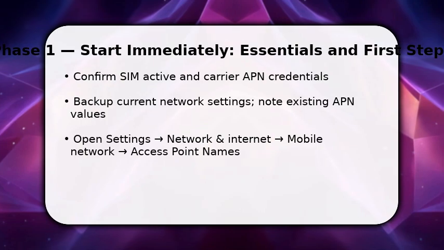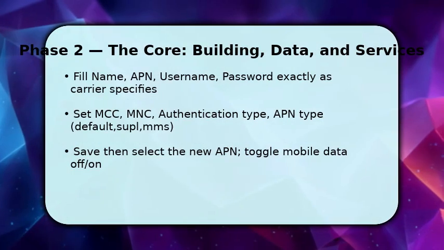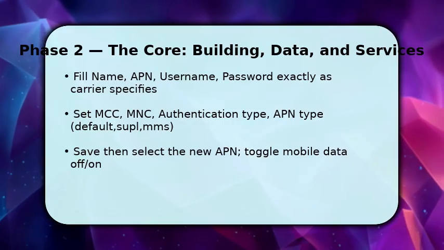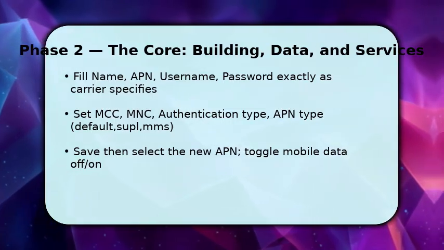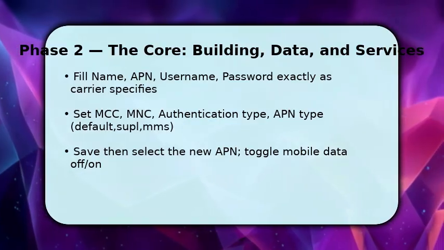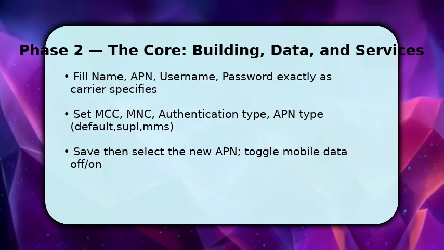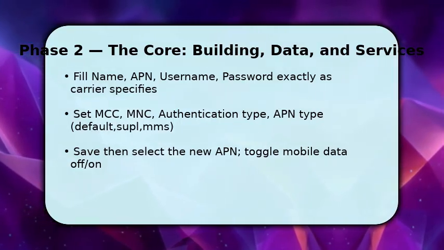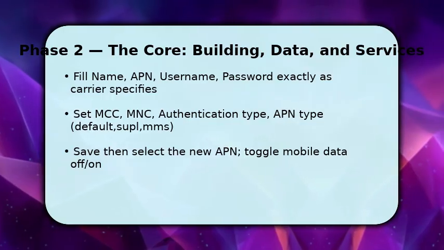You'll now complete the middle steps. Input name and APN exactly as provided, then enter username and password if required. Make sure MCC and MNC match your carrier. Set authentication type to PAP, CHAP, or none per instructions. For APN type, use values like default, SUPL, MMS, comma separated when needed.